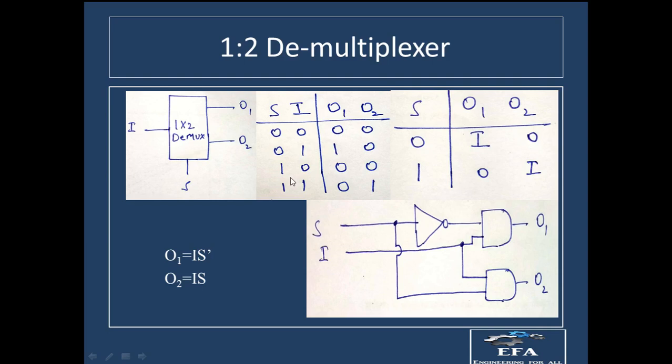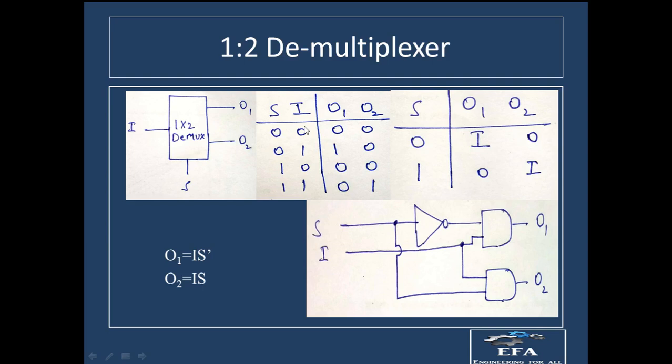After that we have s equal to 1 for the next two conditions. If I is equal to 0, then O2 will be 0, and if I is equal to 1, then O2 will be equal to 1. So first of all we fill these two conditions. We are left with the remaining positions, and they will be equal to 0 by default. This is one of the methods for making the truth table.